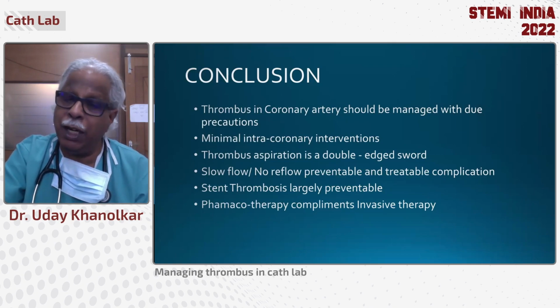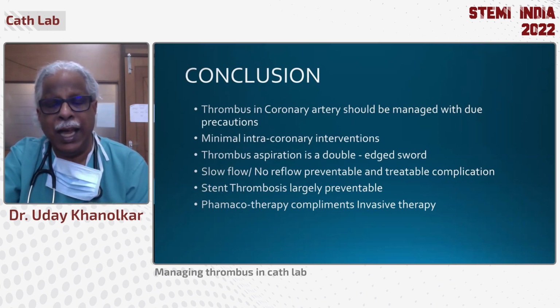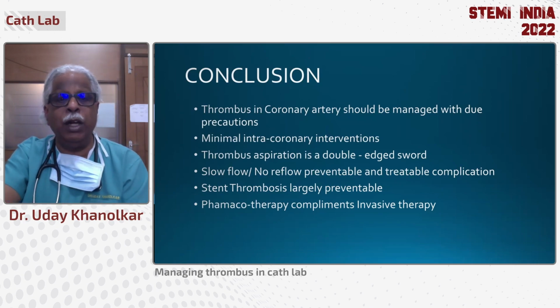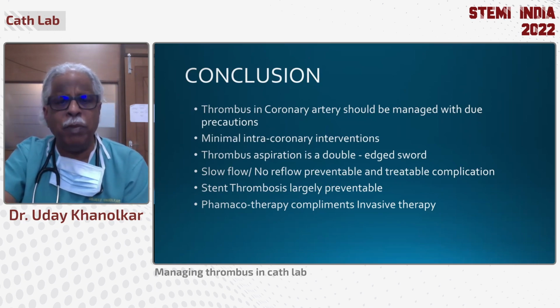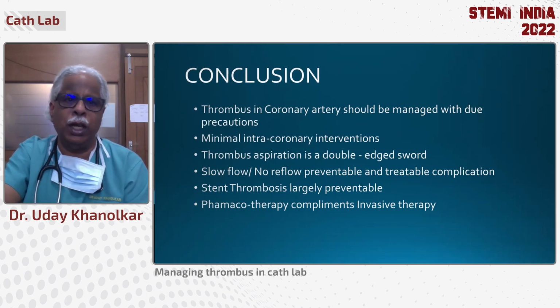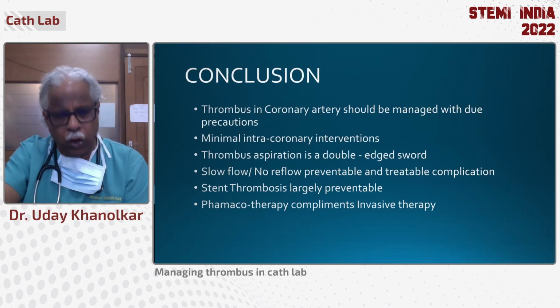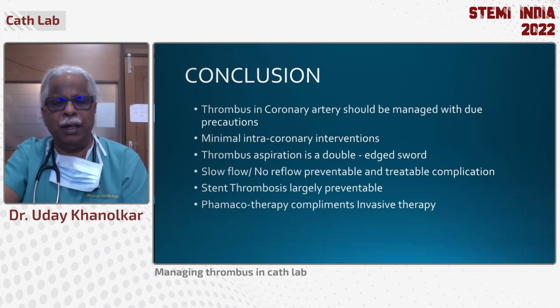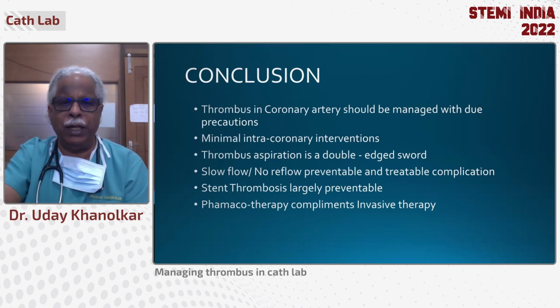Thrombus aspiration is a double-edged sword. By itself, it can give rise to distal embolization, but at the same time, we can aspirate and reduce the thrombus. So it has to be used with a lot of precaution and should not be used in old thrombi. If it is a fresh thrombus, we should use thrombus aspiration. Slow flow and no reflow are preventable and treatable complications in patients who have thrombi in the coronary artery during PCI. They should be treated very carefully, and intracoronary vasodilator should be appropriately used.